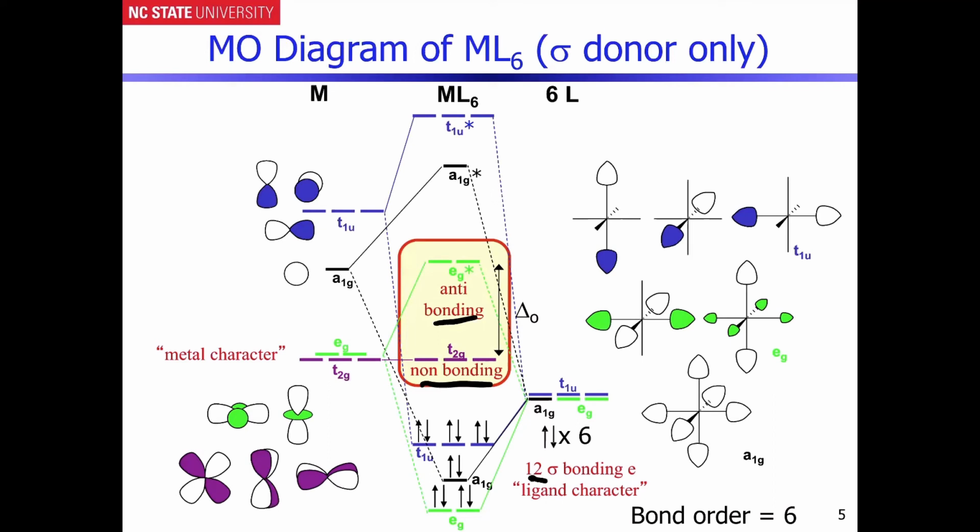That's basically 12 sigma bonding electrons, but that effectively gives you a bond order of 6. So there's basically 6 sigma metal ligand bonds that result from that. And that's why that's written in this particular way, is that you're going to get those metal ligand bonds to generate effectively a bond order of 6.